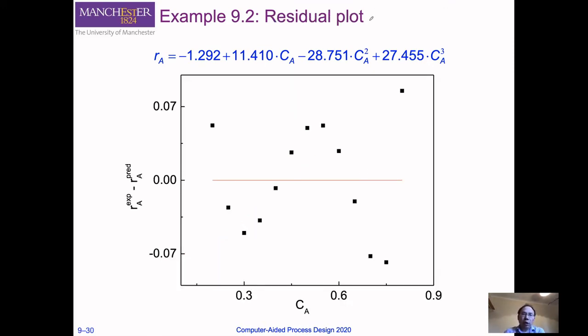We also use the residual plot to see the systematic deviation. From this residual plot, we can see it shows a fairly random pattern. That means there is no systematic deviation between the residual and the concentration of A. That means the model predicts very well.